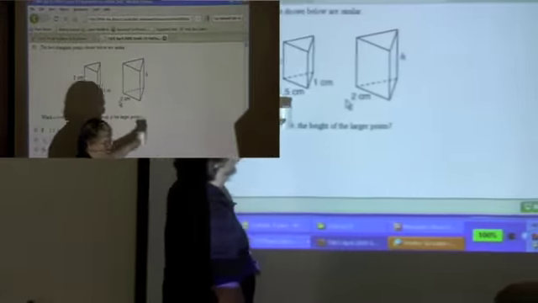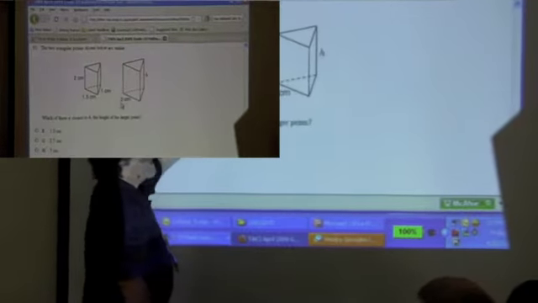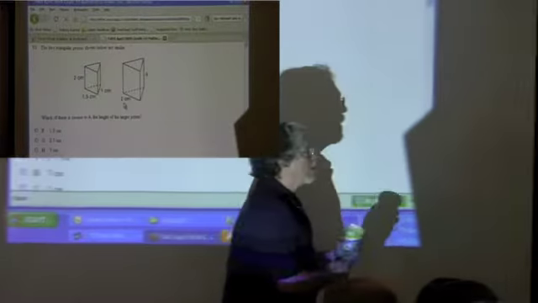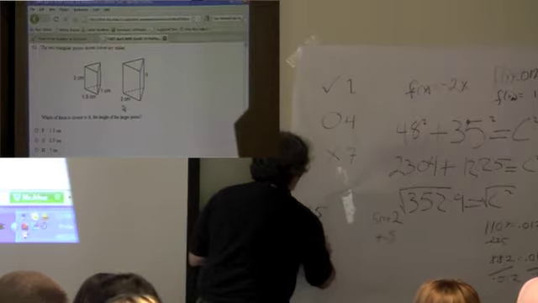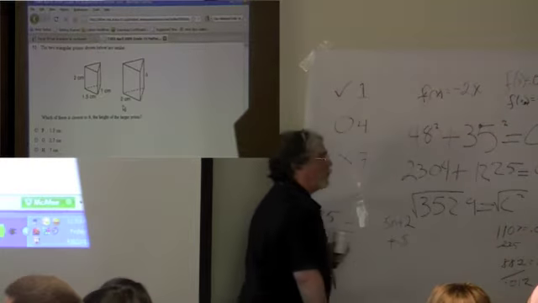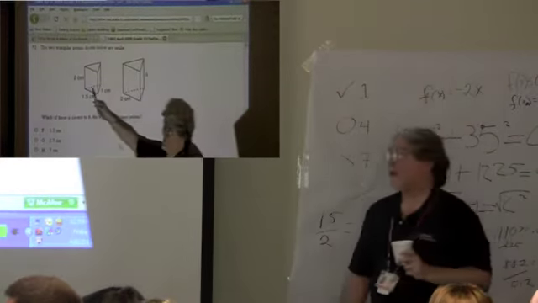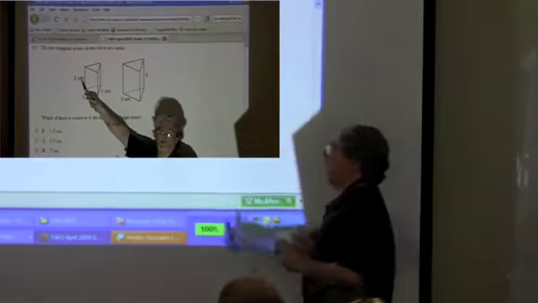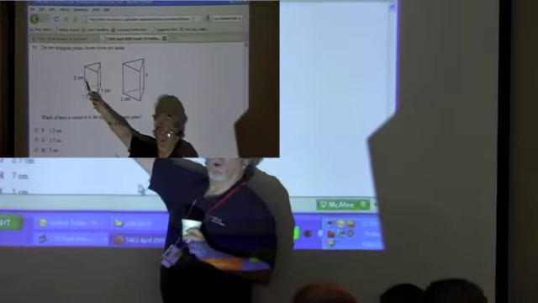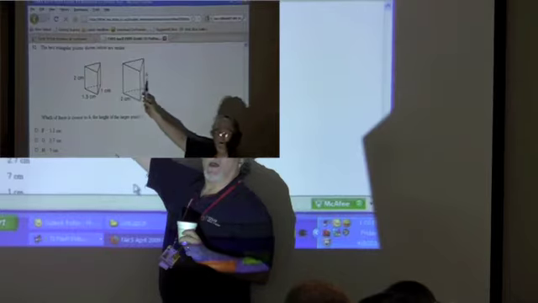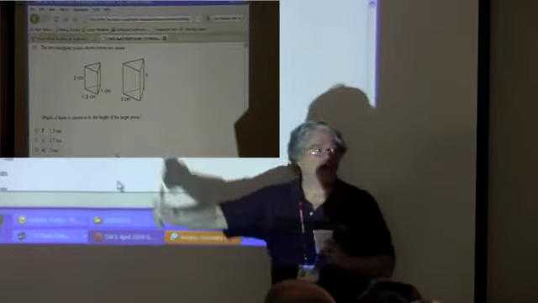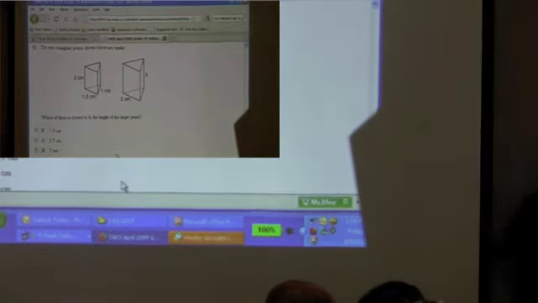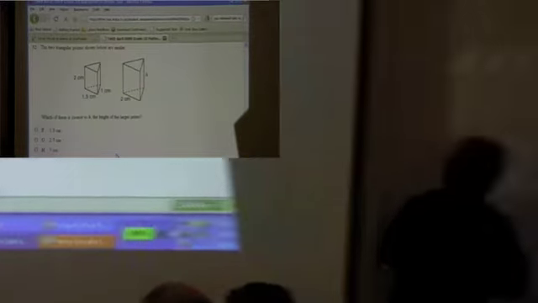So I'm going to set up a ratio. 1.5 to 2. Let's try that. 1.5 divided by 2, and that will be equal to what? I'm going to go back to this same prism here. The first one is going to be the height of this one, 2, and this one is 8. So it's going to be 2 over 8.